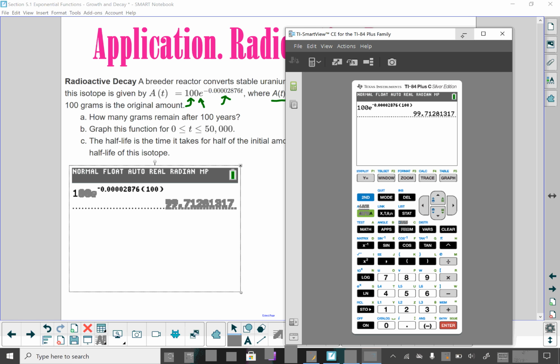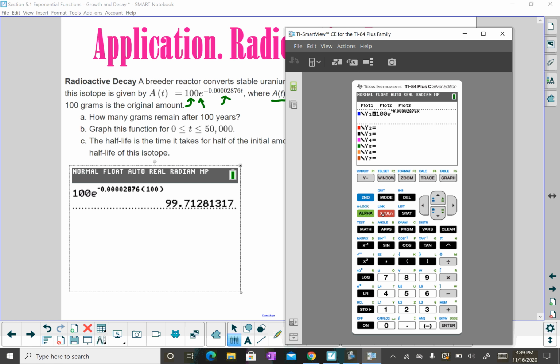Okay, so then we want to graph this function. We're going to put this in y equals, and I clear out what we had in there. Again, my equation was 100 E, get my exponent, negative 0.402876, and instead of a T, we're just going to put an X there.